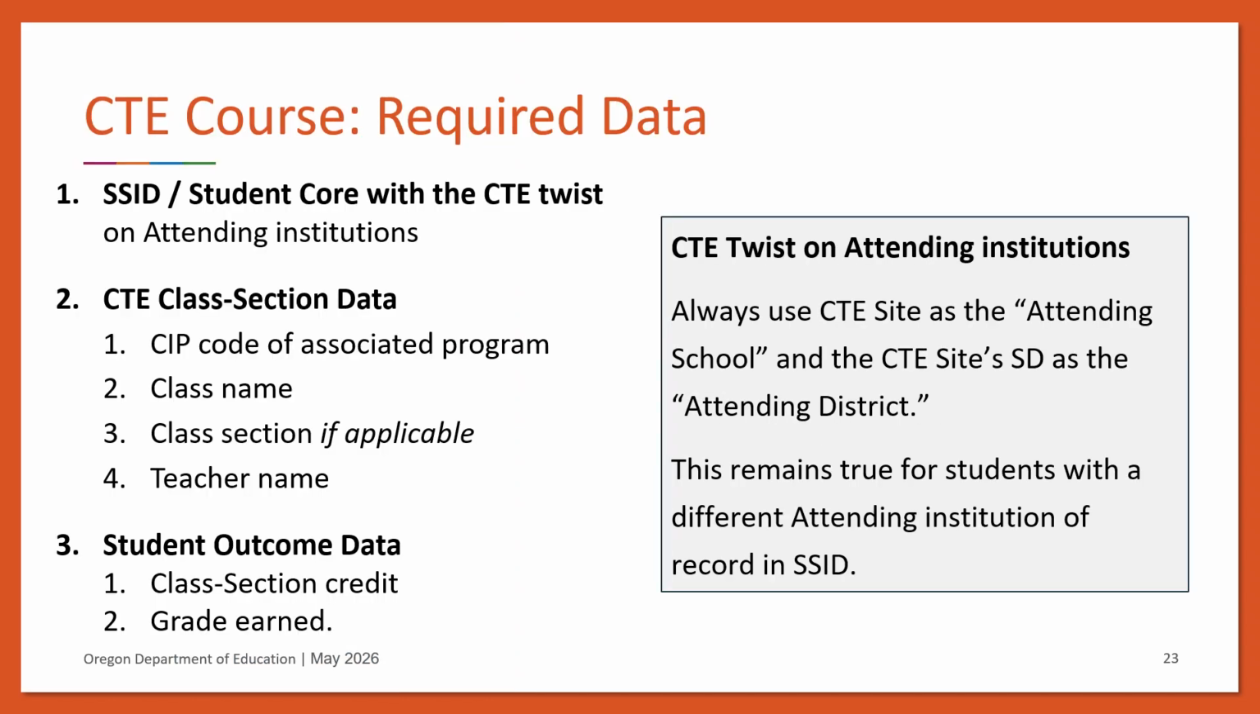Required data in CTE course. Report all CTE enrollments, even for those with non-passing earned grades. For example, N for no pass, I for incomplete, or W for withdrew. Each record in CTE course requires 3 types of information. First, the student core or SSID data with our CTE twist on attending district and attending school. Second, the CTE class section information, and third, student outcome info.